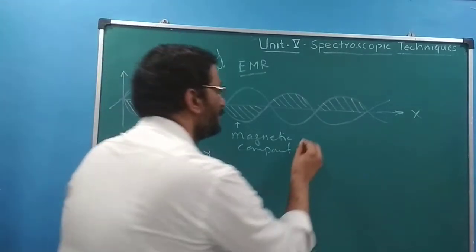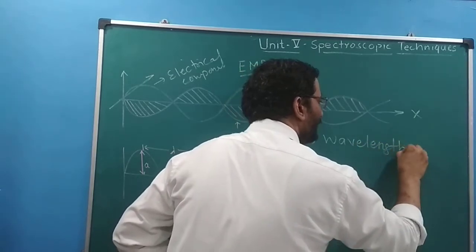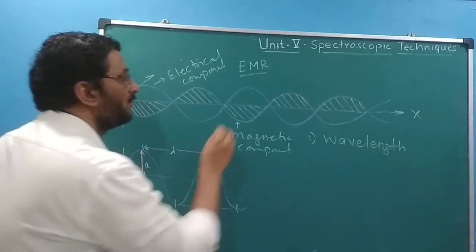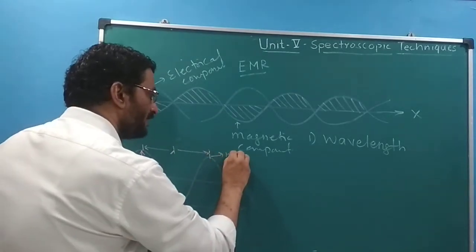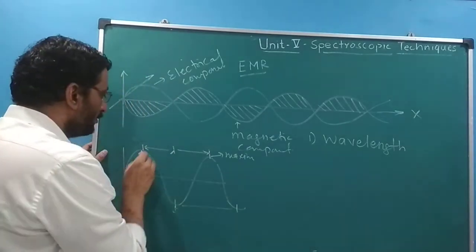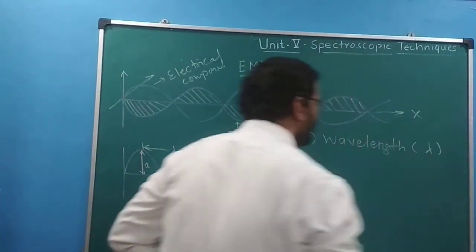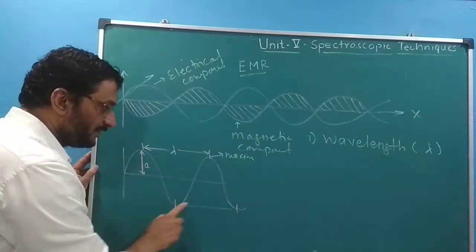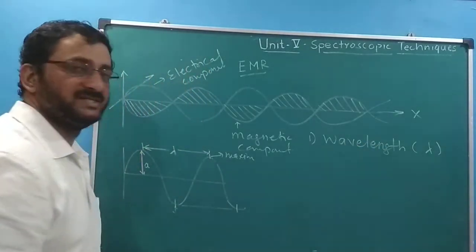What are the parameters? First parameter of electromagnetic radiation is wavelength. If this is a wave, what is the wavelength? Wavelength is the distance between these two. This is a maxima or crest, and this is a minima, isn't it? Two successive maxima. This is called wavelength. Wavelength is given in the notation lambda. As you know, it is the distance between two successive maxima or the distance between two successive minima, crest or trough.